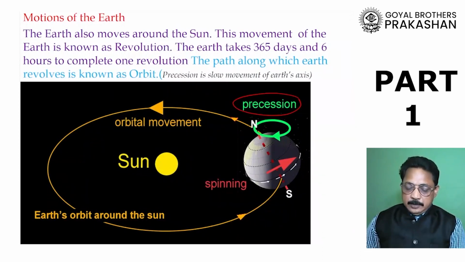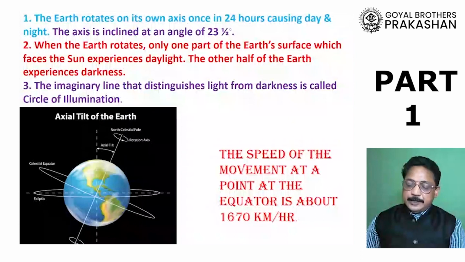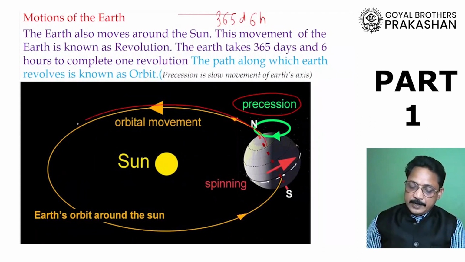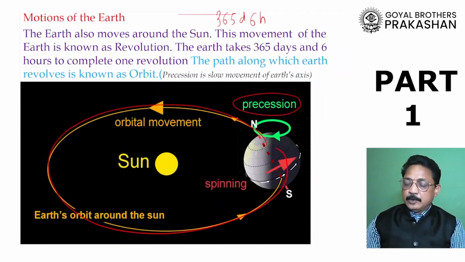Now earth needs, dear students, 365 days and approximately 6 hours to complete one revolution. 365 days, 6 hours. Now if I take one more year, again this is 365 days, 6 hours. One more year, 365 days and 6 hours.